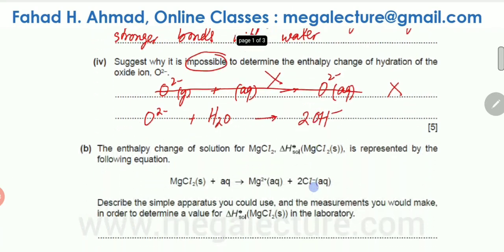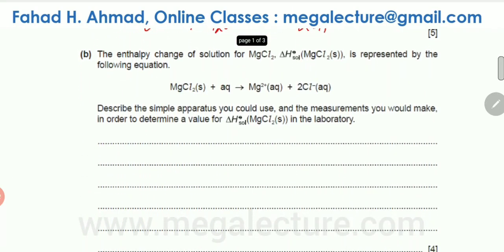Now the next part of the question is about the enthalpy change of solution of MgCl2. The enthalpy change of solution of solid MgCl2 is represented by the following equation: MgCl2 mixing in water dissociates and changes into aqueous ions. Describe a simple apparatus you could use and the measurements you would make in order to determine the value of the enthalpy change of solution of MgCl2 in the laboratory.